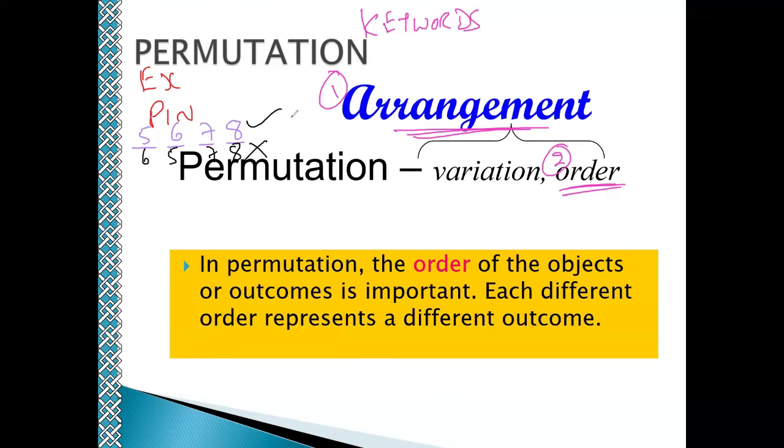One of them will help you mark the answers right. So permutation: order and arrangement is important. Here we go with the pin example. The order of the digits is very, very important if I have to do some transaction using the pin.